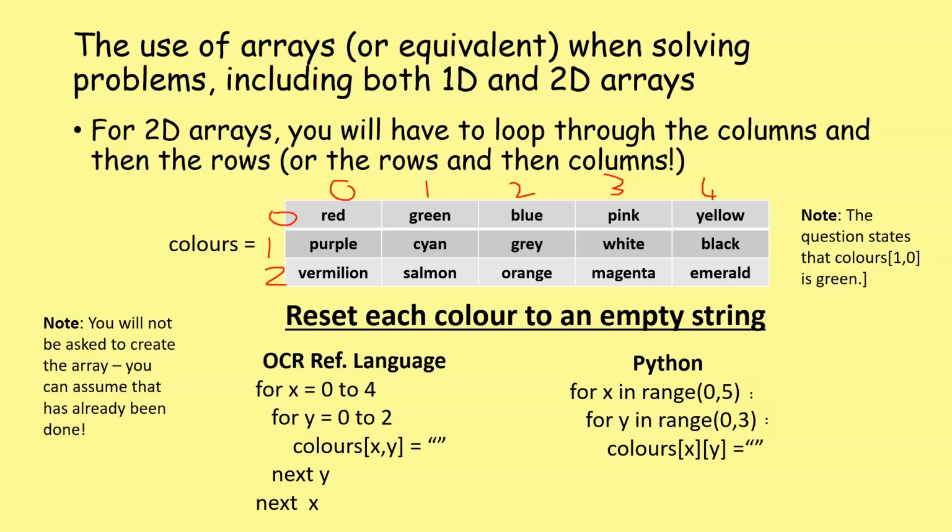You might have read this in the slide already, but I'm going to go through it. Please note you will not be asked to create the array. The arrays are created already. So many people will get that kind of exam question and they'll spend 5 minutes creating the array in Python or OCR reference language, writing out red and green and blue and pink and yellow and purple. No, don't do it. You just have to manipulate it. It already exists. You can assume colors has been initialized correctly. You just have to use it in your code.